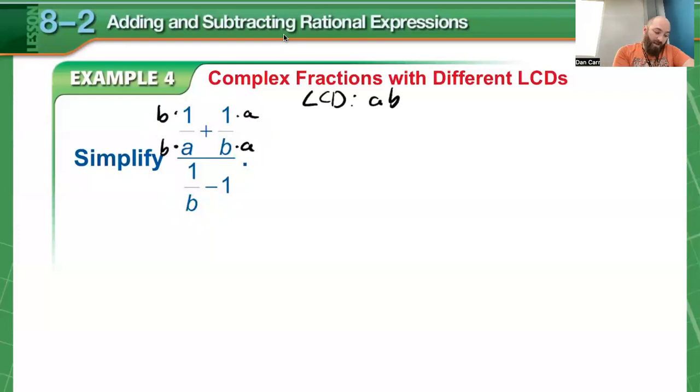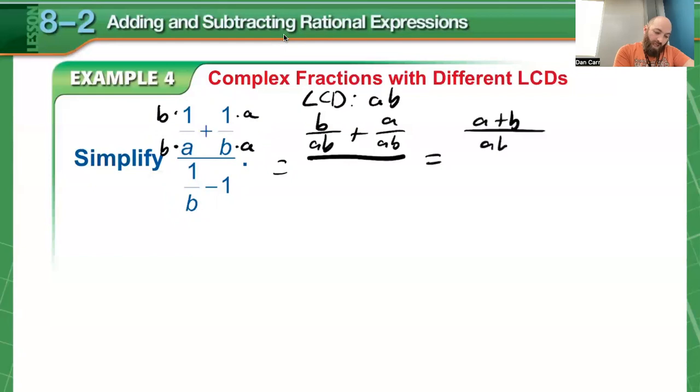So for the top half of my complex fraction, it's going to look like this. It'll be 1 times B is B over AB plus 1 times A is A over AB. And then if I put those together into one fraction, I can just do A plus B over AB. That's as simple as I can get in my top half.